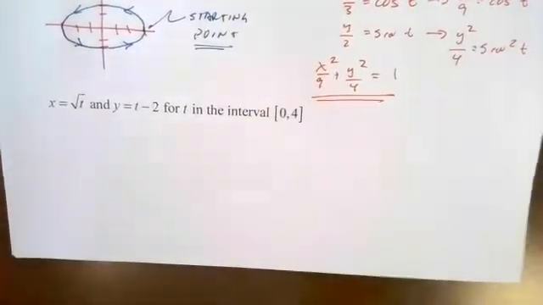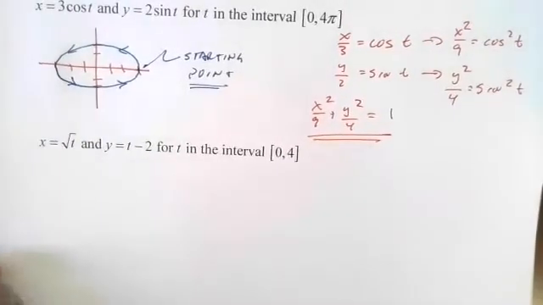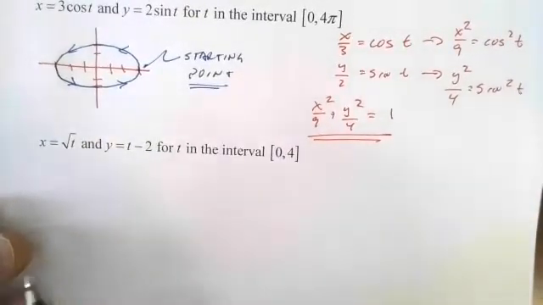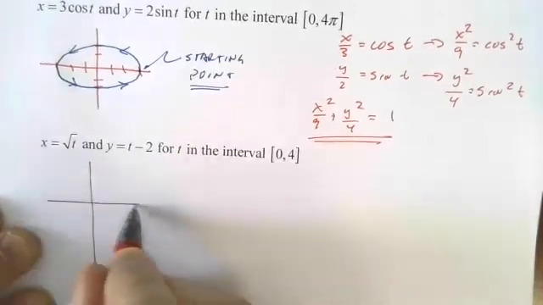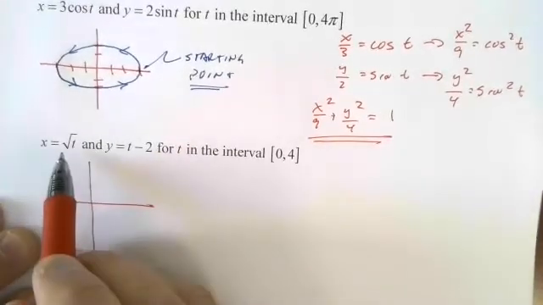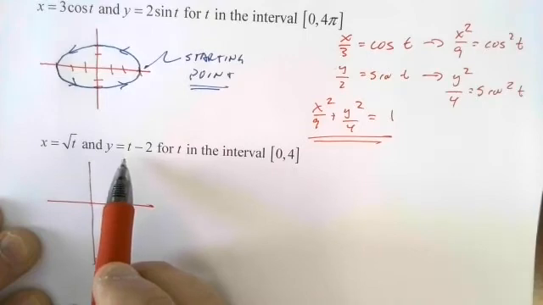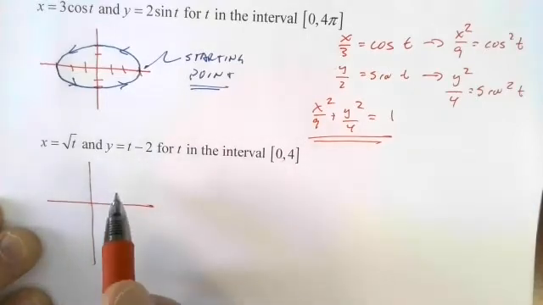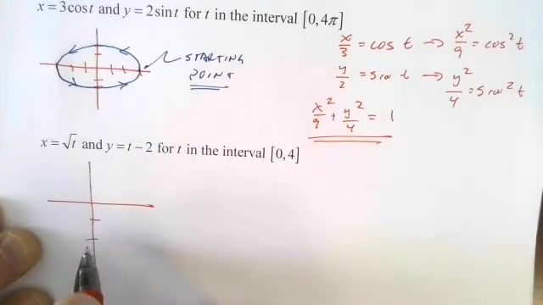All right, let's try another one without all the fancy trig. X equals root 2t and y equals t minus 2. I don't know. 0 to 4, plug in 0, I get 0, plug in 4, no, 0. See, that's how it's confusing. I get negative 2. Sure, whatever you say.